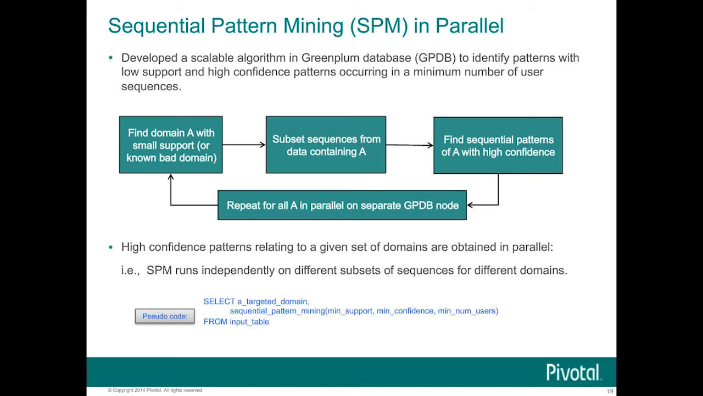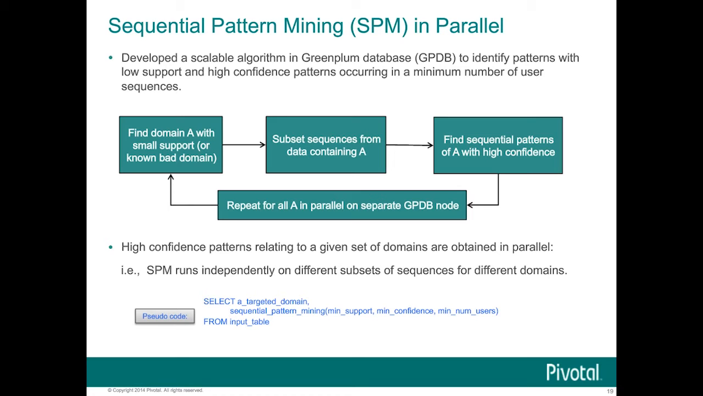So the graphic in the slide shows how the parallelization takes place. First, we identify domains with small support or known bad domains. Say it could be a known blacklist of domains. So once we have this domain A with a small support, we subset all the sequences from the data containing the domain A. Once we have the subset of sequences, we apply the sequential pattern mining algorithm on the subset to find the high confidence patterns from these domains.